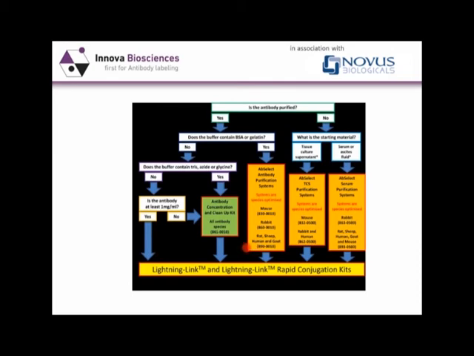Otherwise, there are a number of slightly different purification kits that are available for you to use to undertake purification and cleanup of your antibodies. These will all work on small amounts of antibodies and are very straightforward and simple to use straight before undertaking the conjugation with the Lightning-Link kit.